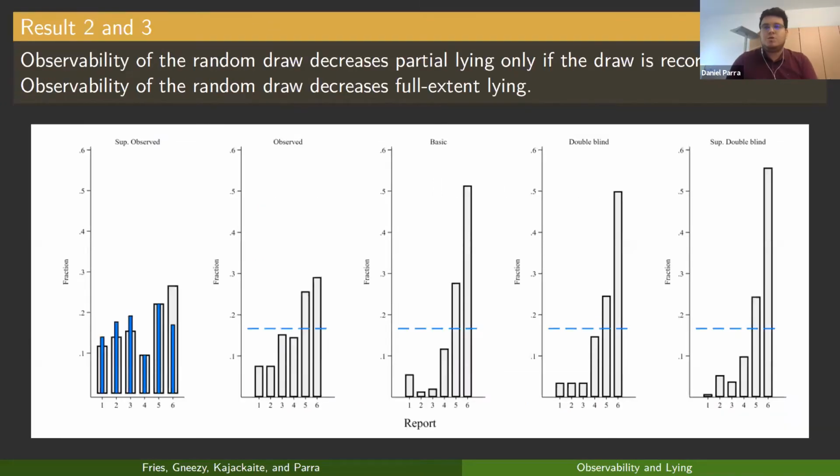So I show you now histograms, basically similar information, but now I wanted to show you that these average reports are mainly because there is more full extent lying in the basic and double blinds, but there is not really much of this happening in the observed treatment. And this is consistent with all the models of lying, but only the left part.